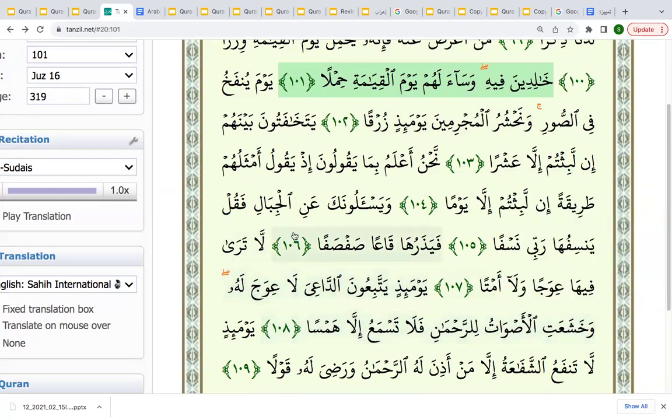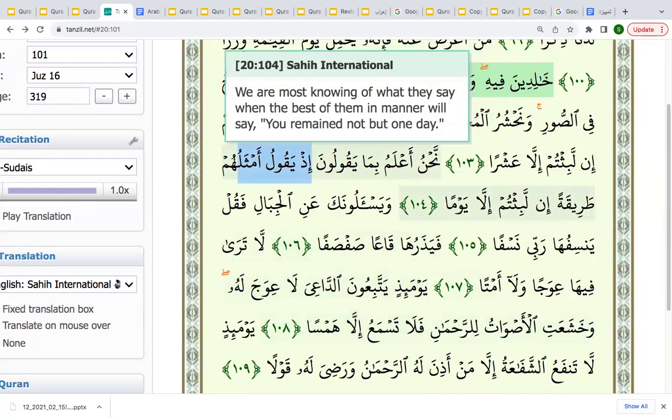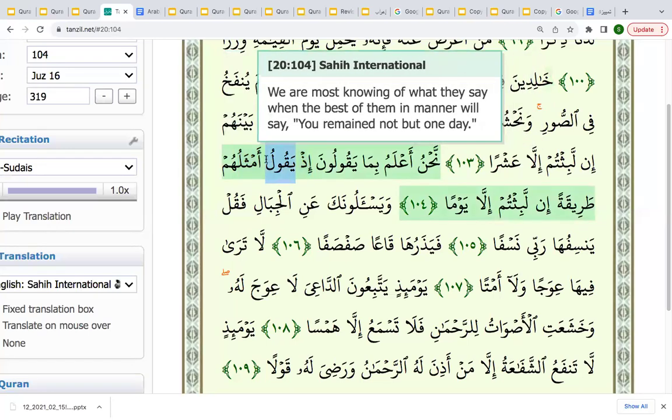Again, we have covered idh yaqulu amthaluhum tariqah. You can see here again what we started our discussion with, how this is non-flexible. It is mabni ala sukun if there is a jumla after it as its mudaf ilayhi.